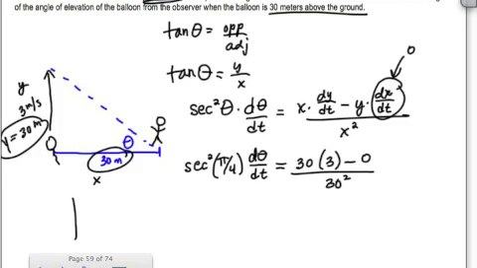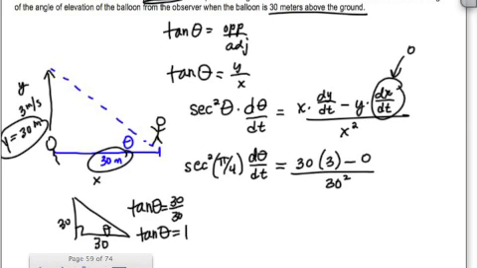Okay, so you have 30, and you have theta. So that means that the tangent of theta equals 30 over 30. So tangent of theta equals 1. Remember, tangent is sine over cosine. So when are sine and cosine exactly the same thing? Right, at pi over 4.